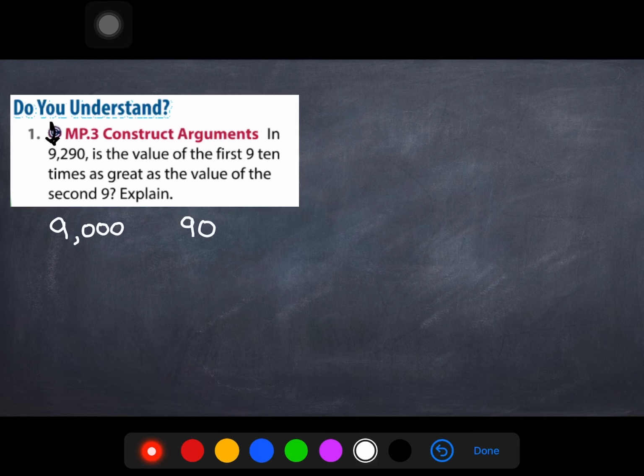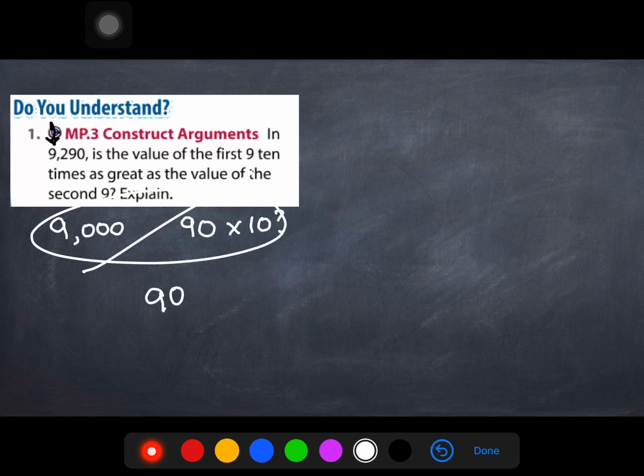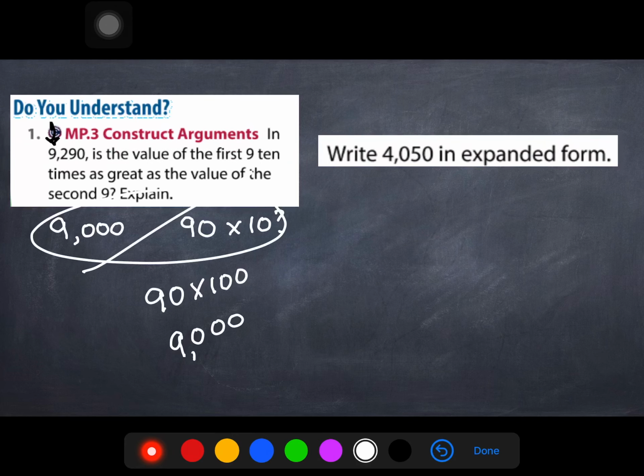Is 9,000 10 times equal to 10 times 90? No. 90 would have to be multiplied by 100 to be equal to 9,000. Okay, let's look at another one.